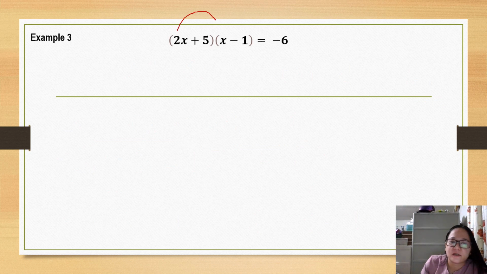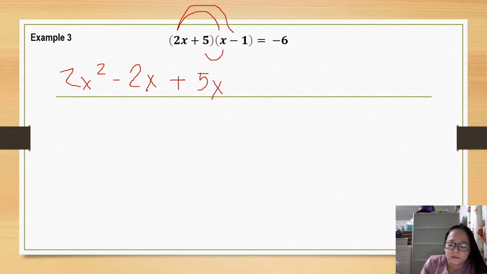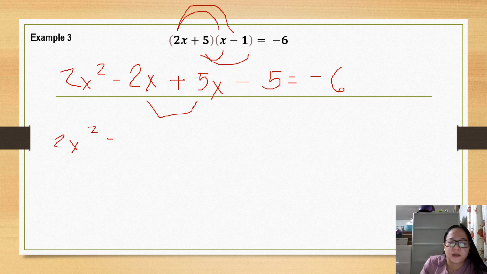Okay, using FOIL method, we have 2x squared minus 2x plus 5x minus 5 is equal to negative 6. Let us first combine the like terms. So we have 2x squared minus 2x, let's combine the two like terms.